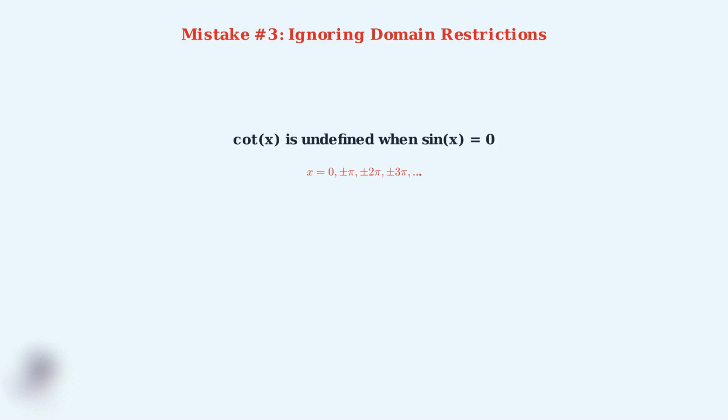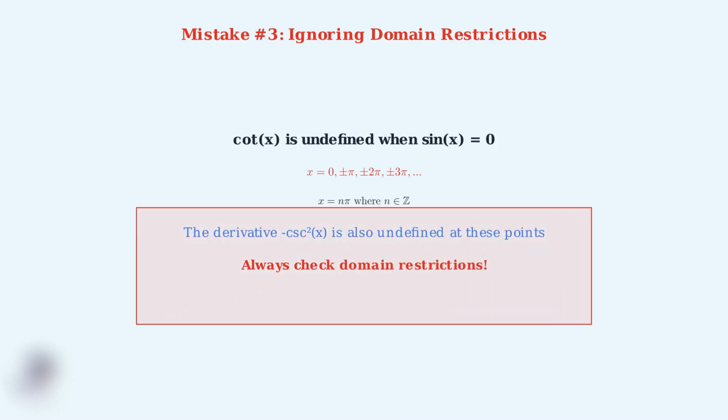Cotangent is undefined when sine of x equals 0. This happens at x equals 0, plus or minus pi, plus or minus 2 pi, and so on. In general, cotangent is undefined at x equals n pi, where n is any integer. This includes all multiples of pi. Consequently, the derivative negative cosecant squared of x is also undefined at these same points. You must always consider these restrictions when working with cotangent and its derivative.